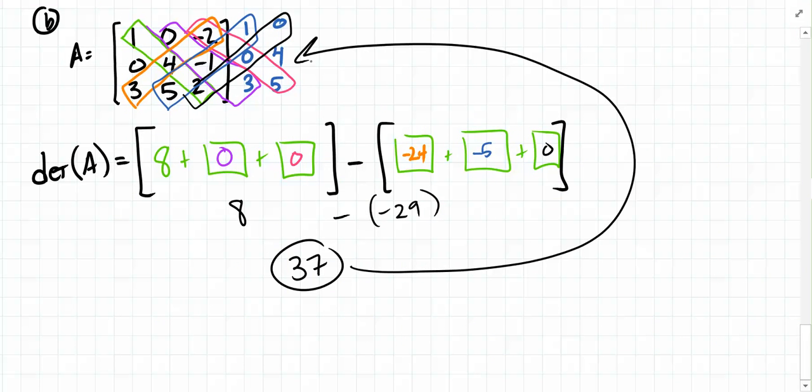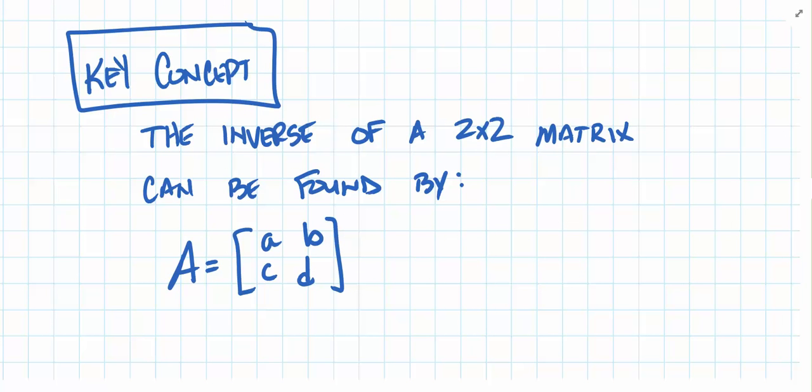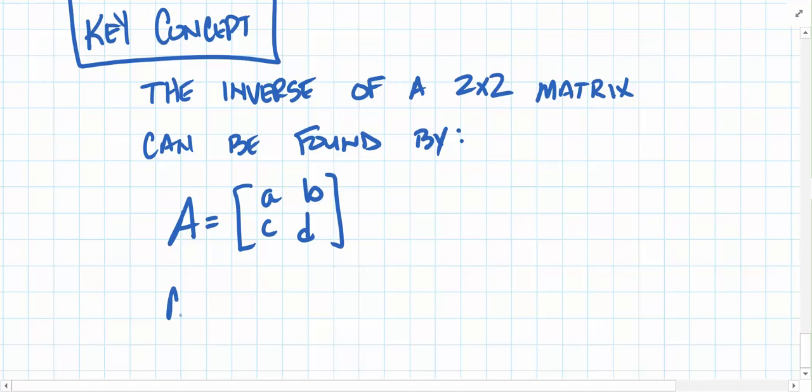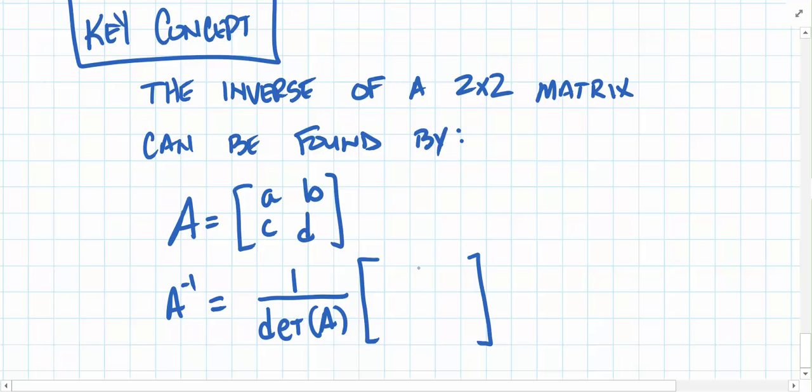Okay, so we've talked about inverses so far in this lesson. We've talked about determinants so far in this lesson. I haven't related the two yet. This is the relationship between the two. You can find the inverse of a square 2 by 2 matrix by doing the following. So given A is this 2 by 2 matrix, then A inverse can be found by 1 over the determinant of matrix A itself times this matrix here: D, negative B, negative C, A.